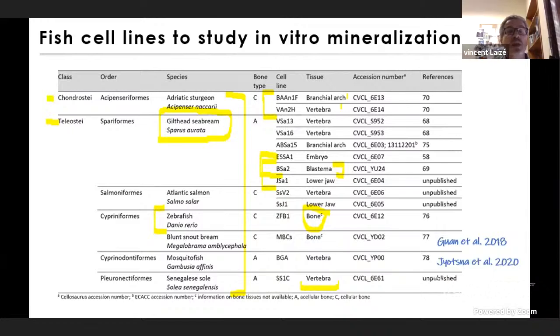And actually, it's very important to understand the mechanisms that induce this mineralization. For example, if we compare the transcriptome of these two cell lines, they are both from vertebra, but one is capable of mineralization and the other is not. Maybe we could identify some genes that are critical for this in vitro mineralization.